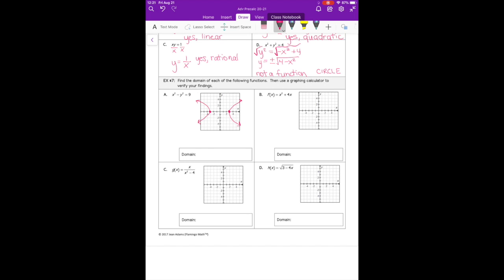And I want to find the domain. Here's what I'm going to do. I'm going to start at the very, very left of the screen. So left of the graph is somewhere over here. And that point means nothing. That's just where I'm starting. It's going on forever to the left. Well, forever to the left is called negative infinity.